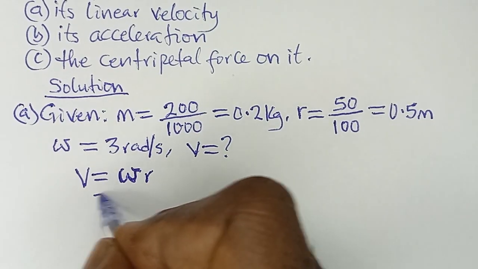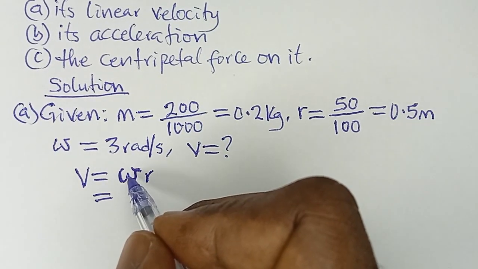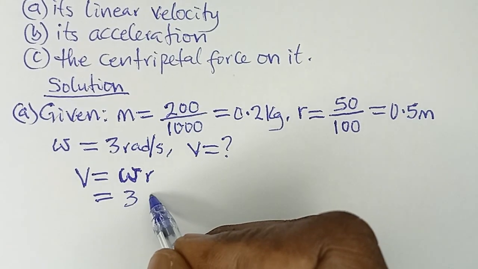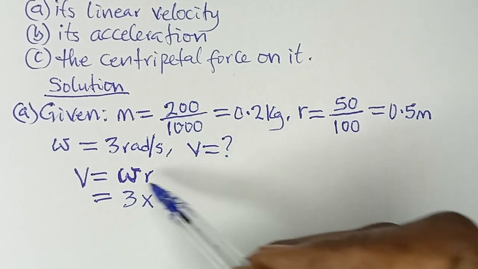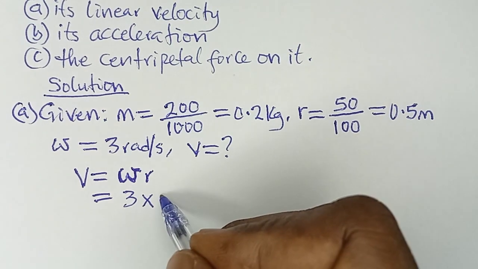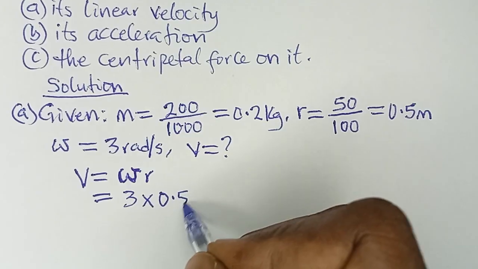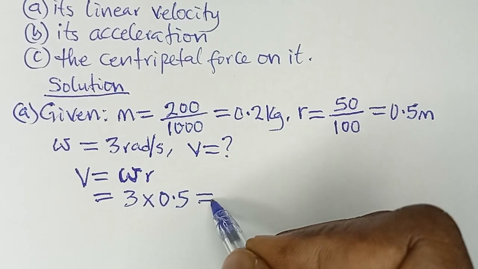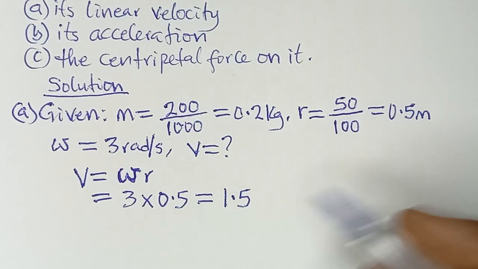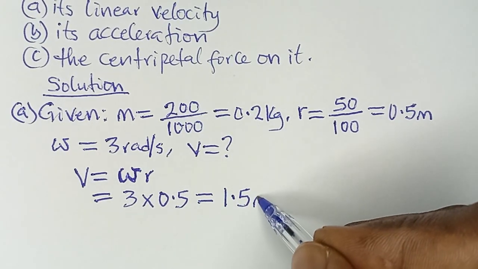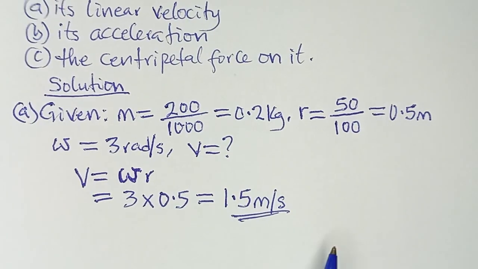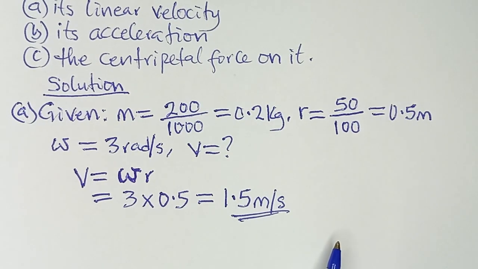So that will be equal to, the omega is 3. As you can see here, the omega is 3. When you multiply, you don't need to write out the unit, just take only the numbers. And the radius is 0.5. So multiply by 0.5. 3 multiplied by 0.5 will give us the velocity as 1.5. And what's the unit of velocity? This is linear velocity. The unit is meter per second. So this is the velocity of the motion.